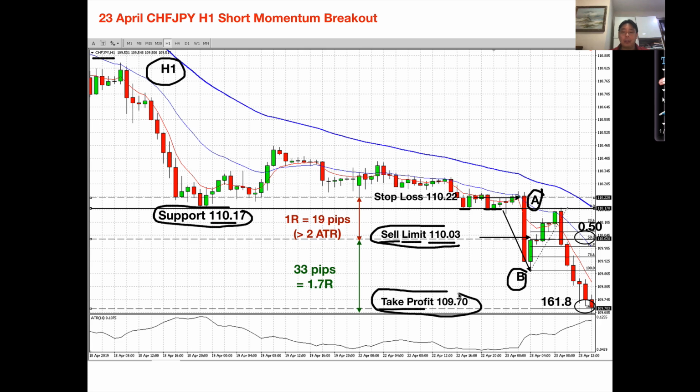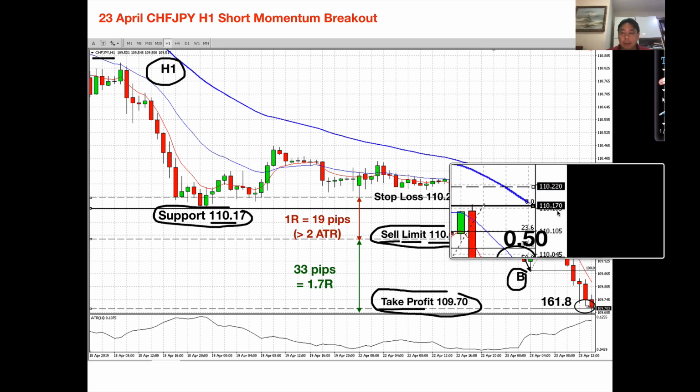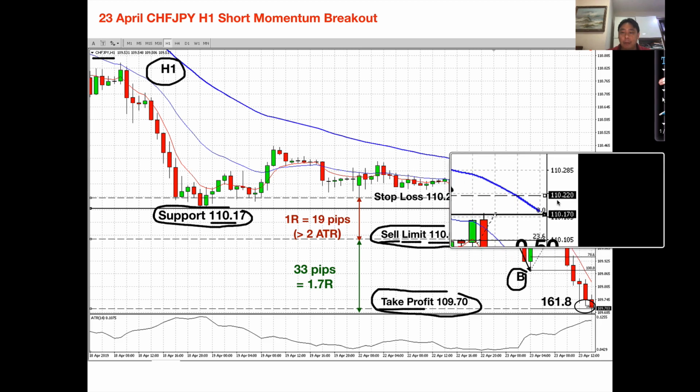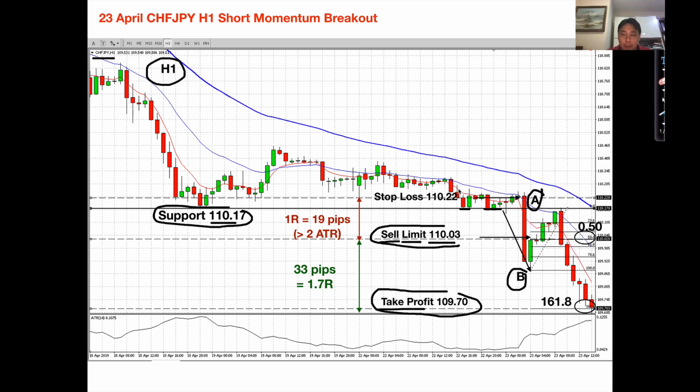Where do I place my stop loss? Will be placed again 5 to 10 pips above that level of support. So 110.17 plus 5 pips is 110.22. So that's my profit target, or rather that's my stop loss. Okay, so again, ensure that the retracement is at least 2 ATR, or at least 1 ATR if it coincides with a level of support or resistance over here. So in this case, it's about a 2 ATR retracement over there. All right.